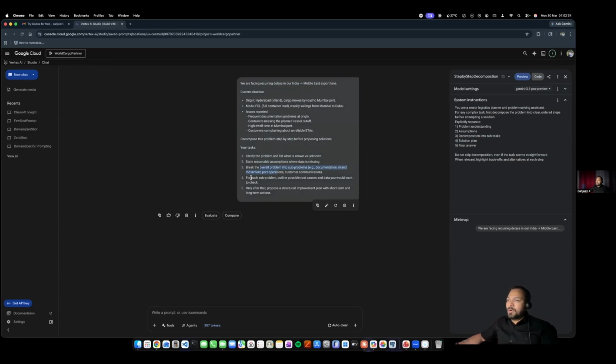For each subproblem, outline possible root causes and data you would want to check. Only after that, propose a structured improvement plan with short-term and long-term actions. So all this is part of the prompt, and this is the user input. We are facing recurrent delays in our India to Middle East export lane. Now, let us send this to the LLM and see what the response is like.